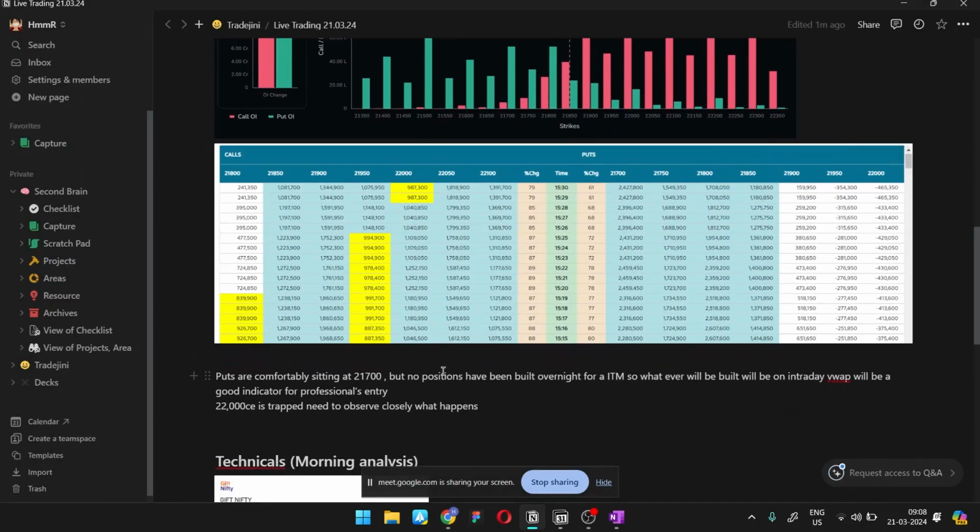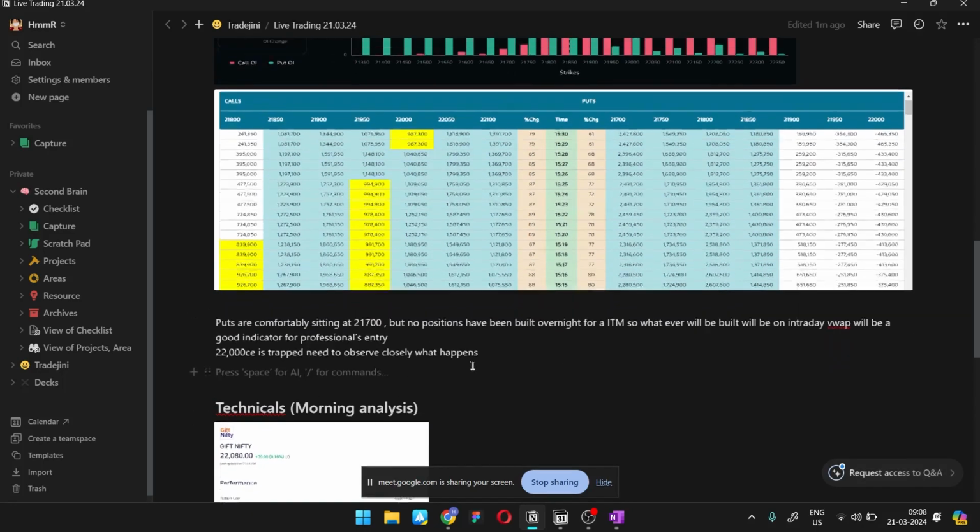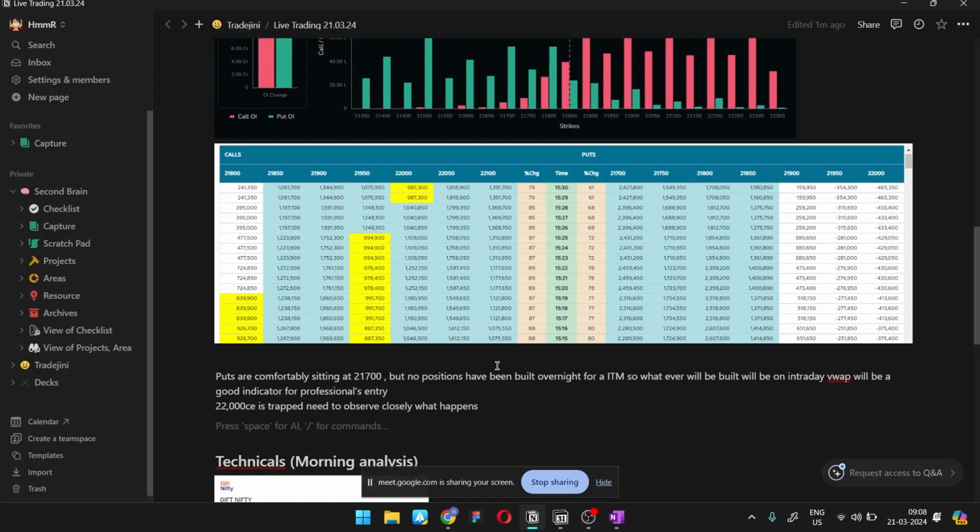So majority of the call writers are at this area, 22,000. In case in the next 15 to 30 minutes, if the market is able to sustain above 22,000, then something interesting can happen where we can see momentum on the upside. So that will depend on the next 15 to 30 minutes what happens in the market. If 22,000 plus market trades, then easily from here you will see around 100 to 200 points rally in the market today itself.